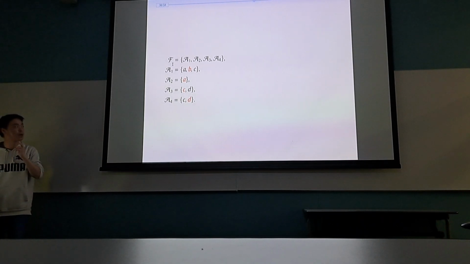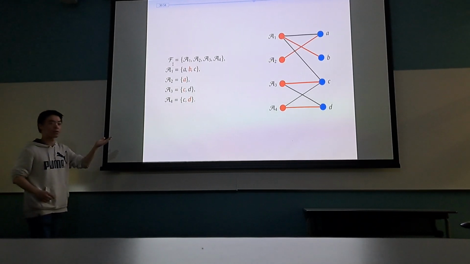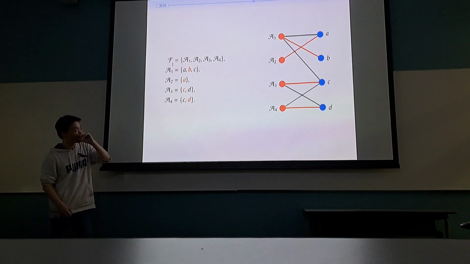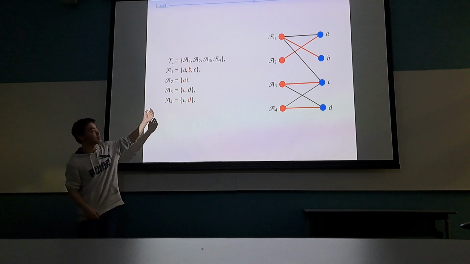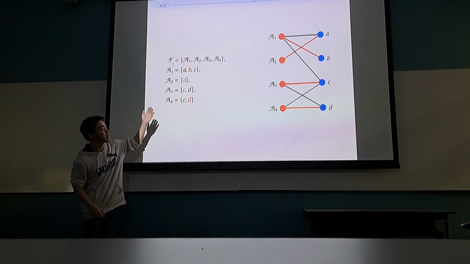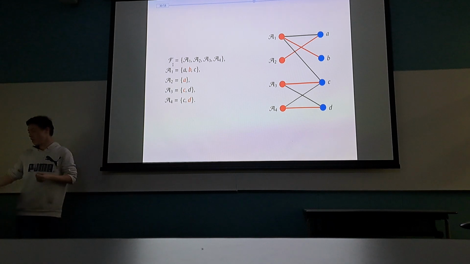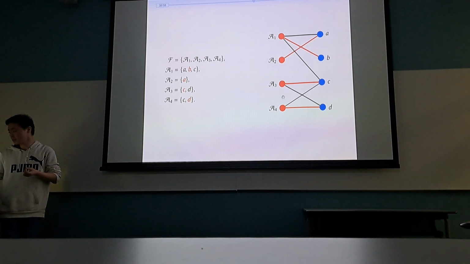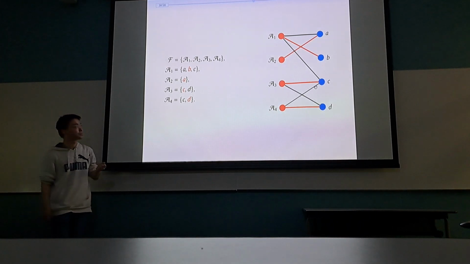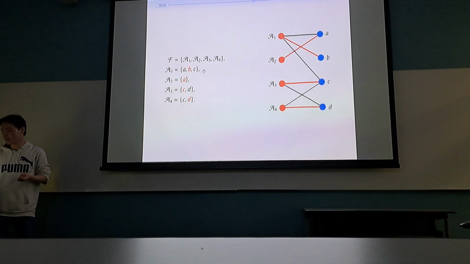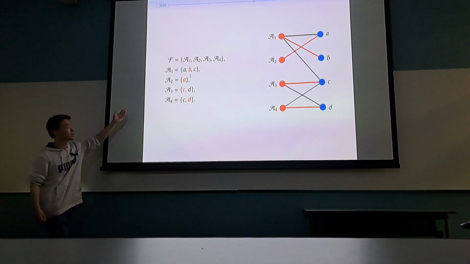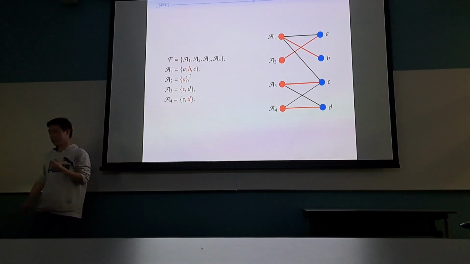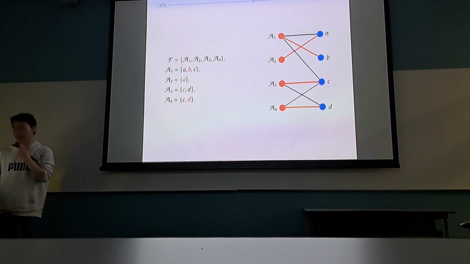So let's have a look and see what the graph looks like. This is effectively what the graph looks like, and I also highlighted the matching. A1 is connected to A, B, and C. A2 is only connected to A. A3 is connected to C and D, and A4 is connected to C and D as well. And what I've done is highlight that B represents A1, A represents A2, C represents A3, and D represents A4. This corresponds to this matching here as well.